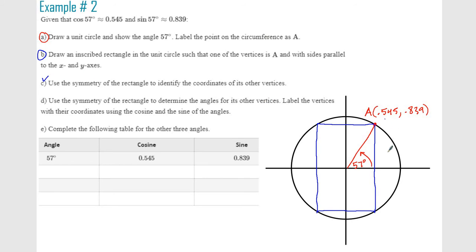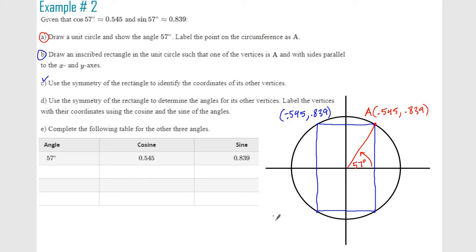So here, we know the height is going to be the same over here. So this is going to be 0.839. The y value is the same as this one. And since this is a rectangle, the y-axis is cutting it down the middle. So this went positive 0.545, and this will be negative 0.545.